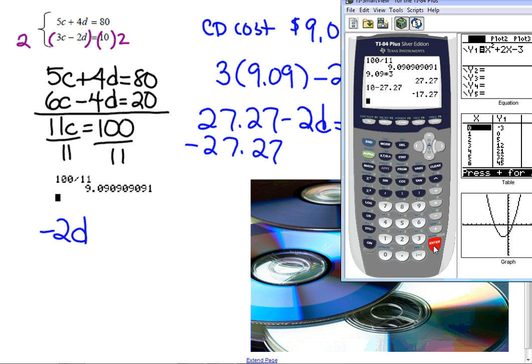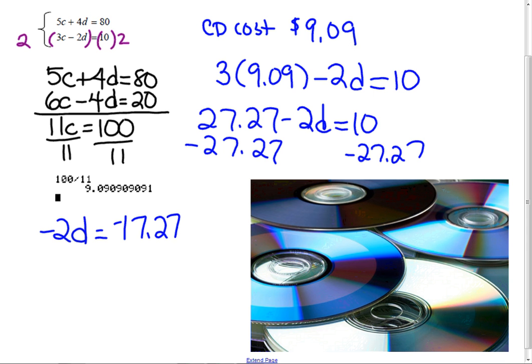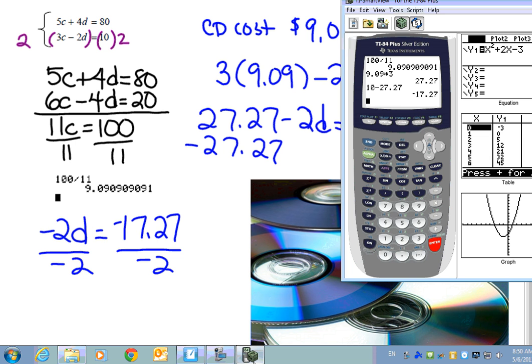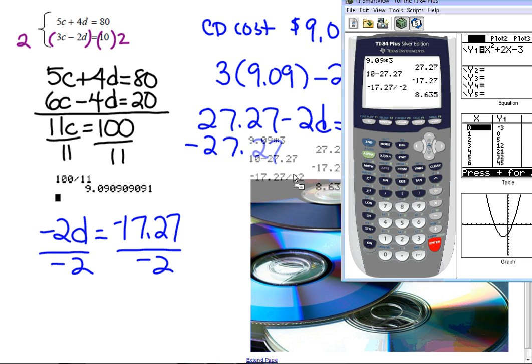It's negative 17.27. And now what are we going to do? Jake, what am I going to do next? Divide by negative 2. Okay, so back we go. So it's negative 17.27 divided by negative 2. $8 and what do you think, 63 cents or 64? 64. Yeah. I like to round up.